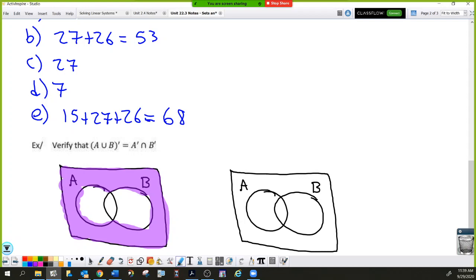Now for the next one, I'm going to shade A naught in blue. So I'm going to make A naught blue, and I'm going to make B naught red. Okay? A naught is anything that is not in A. So there's the stuff that is not in A. Now the stuff that is not in B.